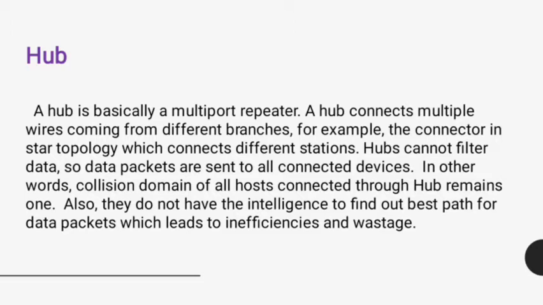Hub. A hub is basically a multi-port repeater. A hub connects multiple wires coming from different branches. For example, the connector in star topology, which connects different stations. Hubs cannot filter data, so data packets are sent to all connected devices. In other words, the collision domain of all hosts connected through hubs remains one. Also, they do not have the intelligence to find out the best path for data packets, which leads to inefficiencies and wastage.